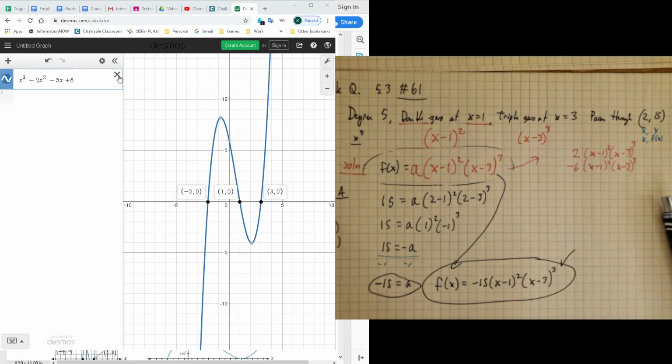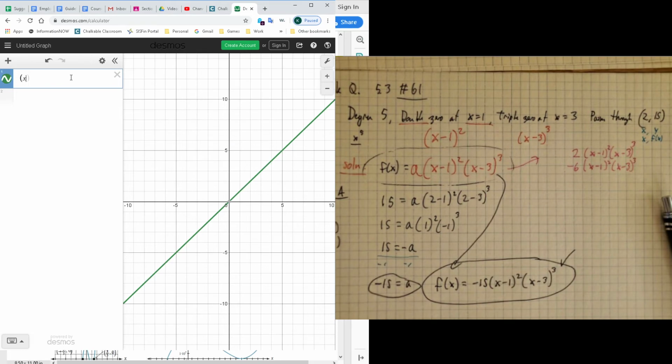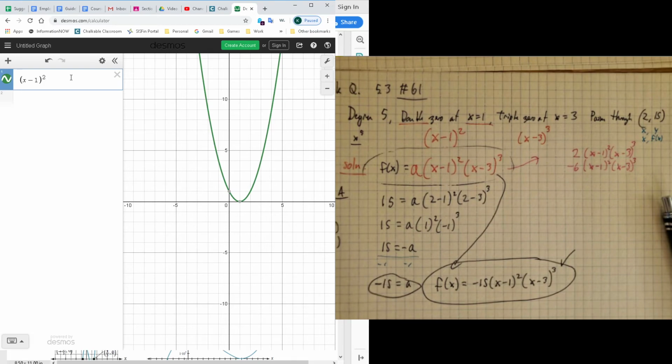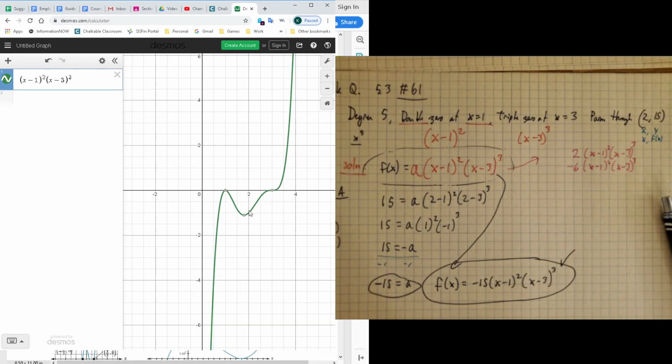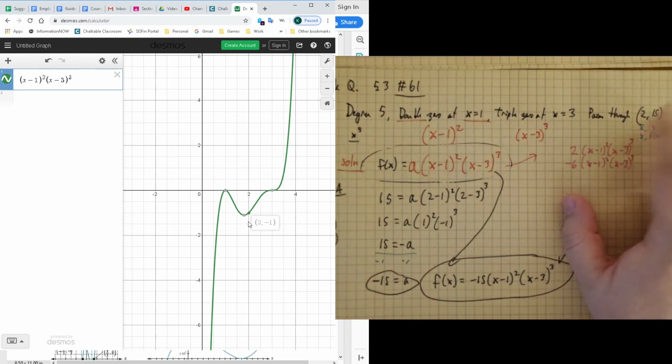Here's Desmos again. My old equation was x minus 1 squared times x minus 3 cubed, right? That's the equation. But you'll notice that at 2, my answer isn't 15. At 2, my answer is like negative 1. So we know this answer is wrong. It has to be, because according to our problem, it's supposed to go through (2, 15), not (2, negative 1). So we know something's wrong here.